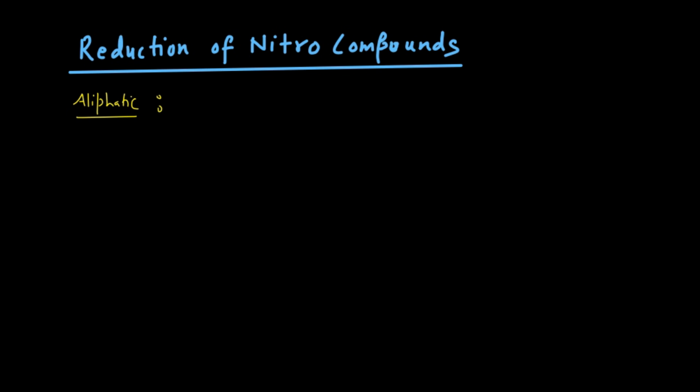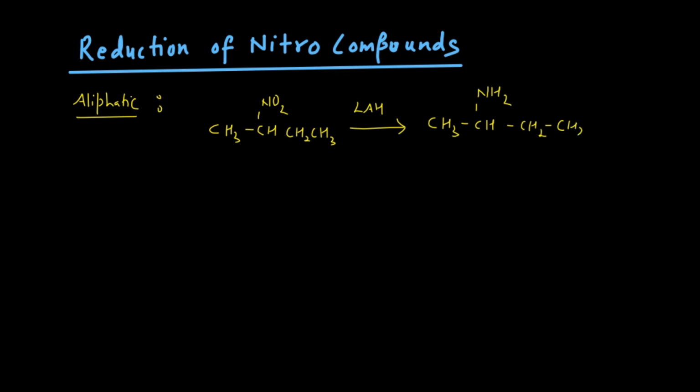Okay, so I am doing the aliphatic nitro compound. Say this is your CH3, this is CH, this is NO2, and this is CH2, this is CH3, and you are reducing it with LAH, that is lithium aluminium hydride. Then you will have CH NH2 and then CH2 CH3, a secondary amine you are producing here, and of course 2H2O will be removed from here.